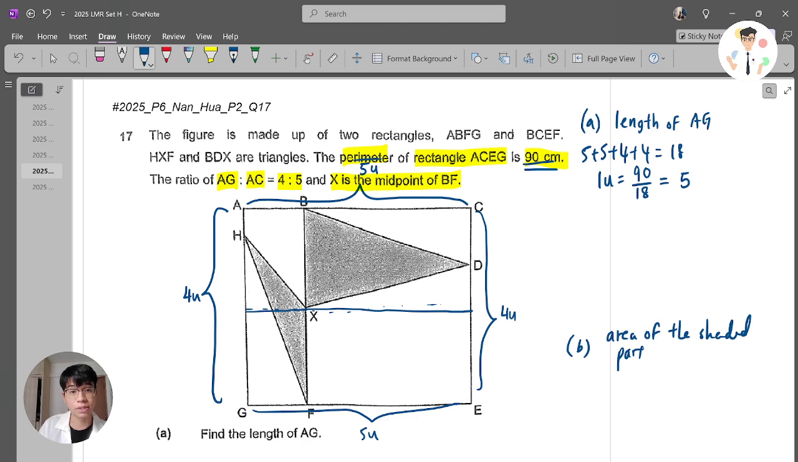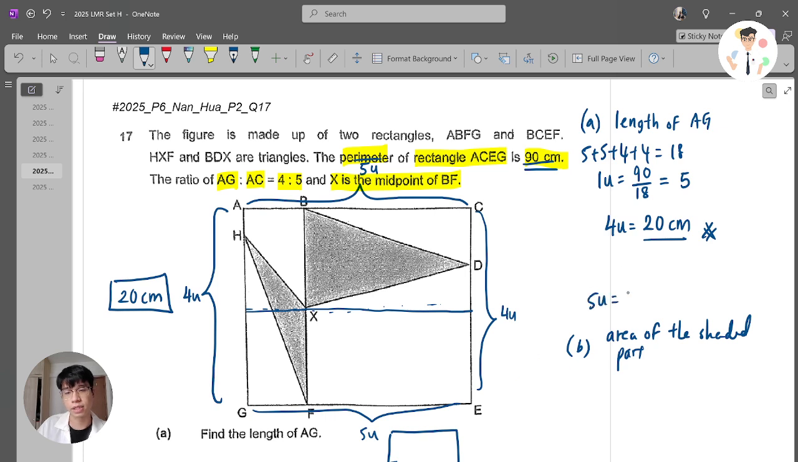So AG means 4 units. 4 units means 20 cm. And you are done. So this is 20 cm. Okay, let's try to find out what this is. 5 units basically means 25 cm, right? So 25 cm. Okay, let's move on to the next part.